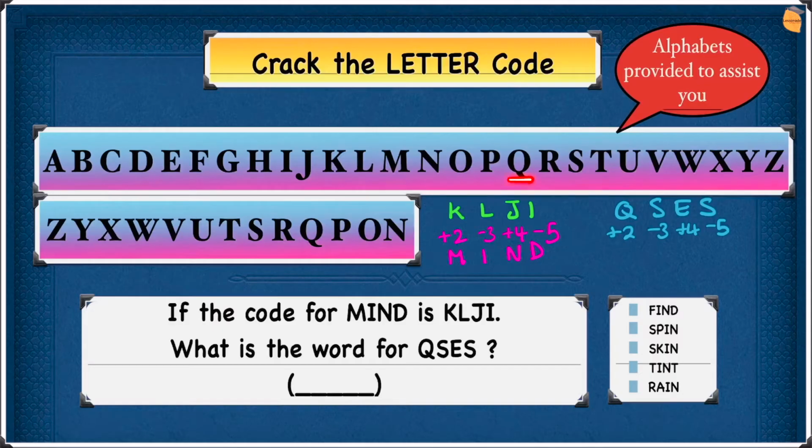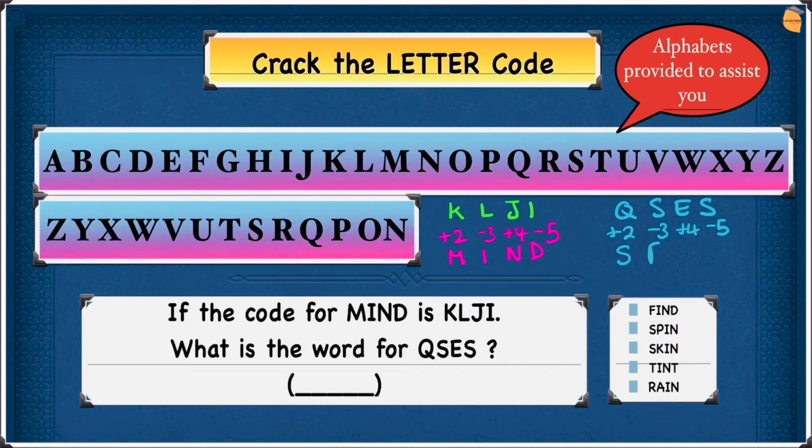Q is over here. We have to move 2 steps forward. So 1, 2, which gives us S. So let's write the S. Now we have to go on to the other S now. So we have to take away 3 from S. S is over here. 3 steps backwards. 1, 2, 3. -3 is going to give us P.